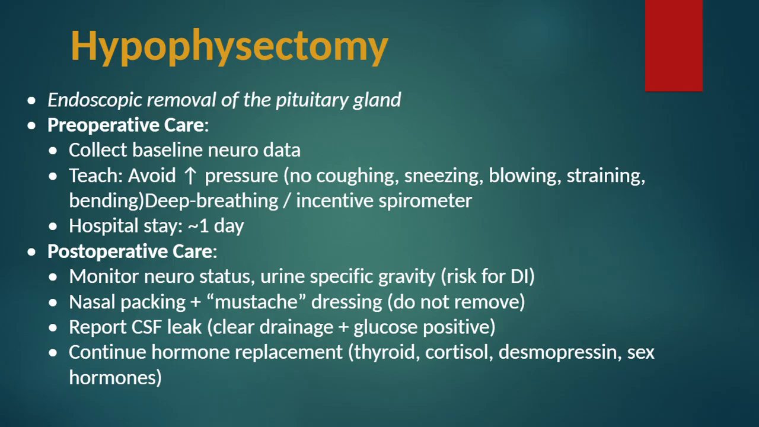A hypophysectomy is the surgical removal of the pituitary gland, often performed to treat conditions such as pituitary tumors, Cushing's disease, or acromegaly caused by excess hormone production. This surgery is usually done endoscopically through the nose, a procedure called a transsphenoidal hypophysectomy, which minimizes external scarring but carries risks related to the proximity of the brain and sinuses.